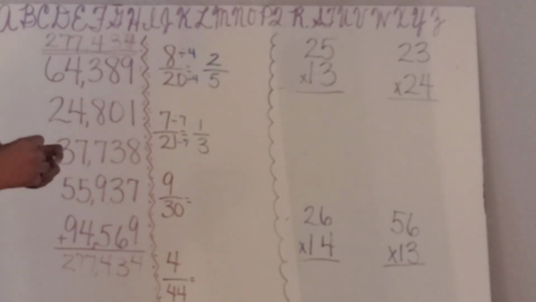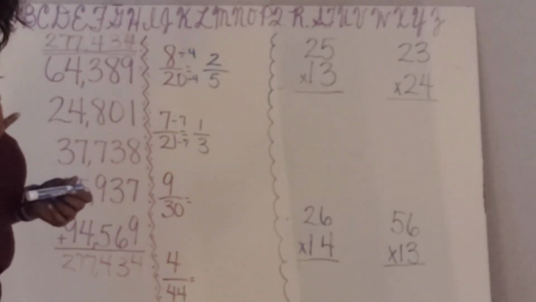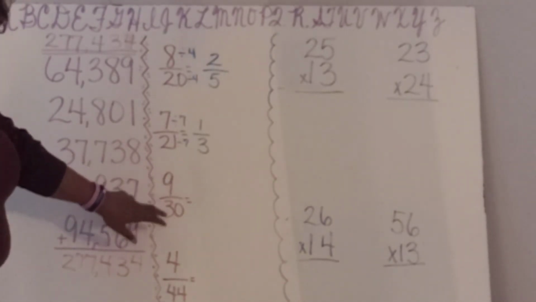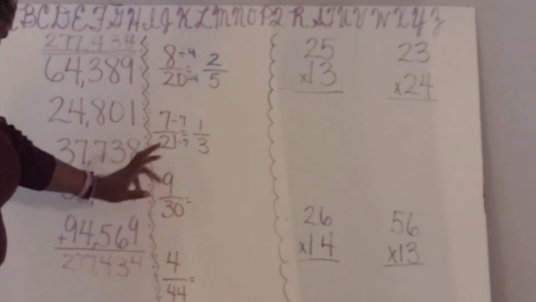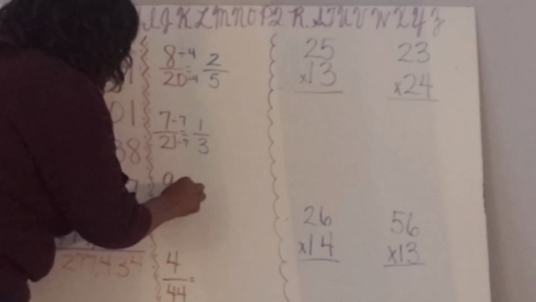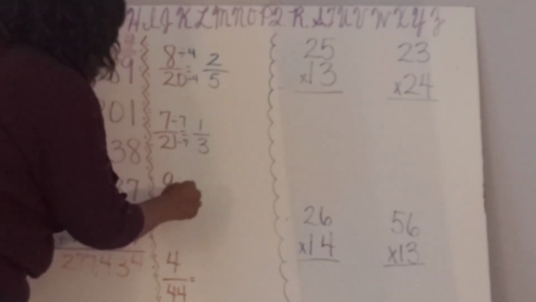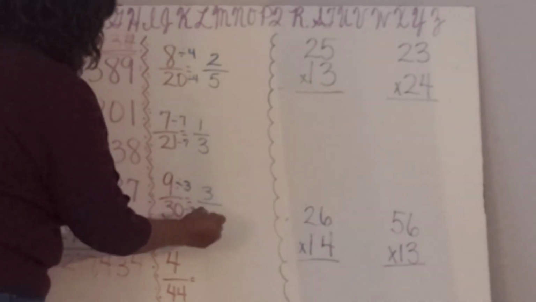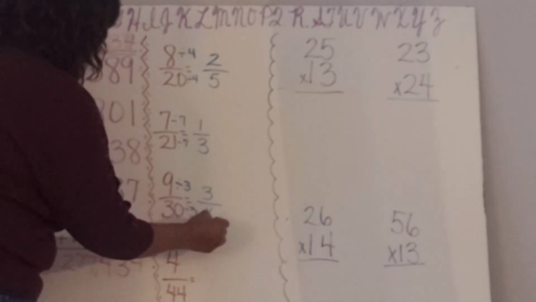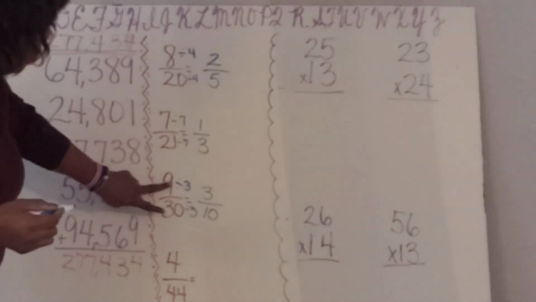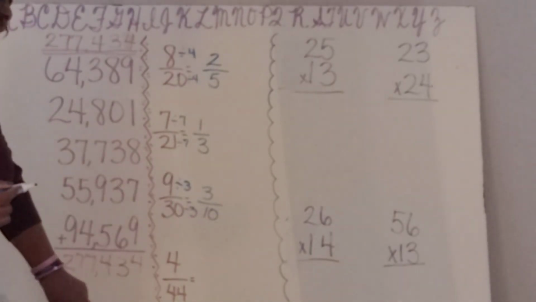Start with 9. Can I divide 9 by 30 or 30 divided by 9? No, I can't do 30 divided by 9. So I can't use 9. 8, no. 7, 6, no. 5, nope. 4, nope. 3. Oh yeah, I can divide 9 by 3. Can I divide 30 by 3? Sure can. So now I just simply do that. 9 divided by 3 equals 3. And 30 divided by 3 equals, yes, very good. It equals 10. 3/10 is my answer. So we started at the top and worked our way down, and that's where we could figure that out.